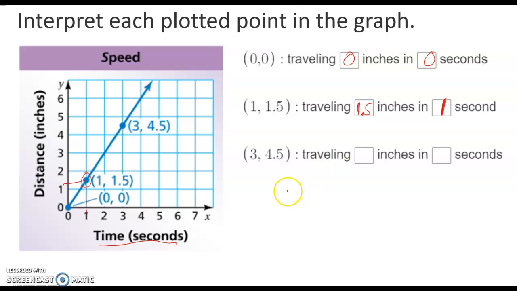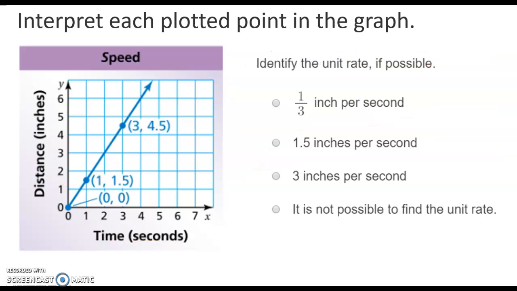So you got to be careful with the labels. So this 3, that's seconds, so it goes there. And the 4.5, that is inches, so it goes right there. So double check the label on the graph when you're putting those in. Then we have one more question. It says identify the unit rate. Now remember the unit rate, we're looking per second, so 1 second is right here. We go up. That is at 1.5 inches per second. So that is my unit rate.